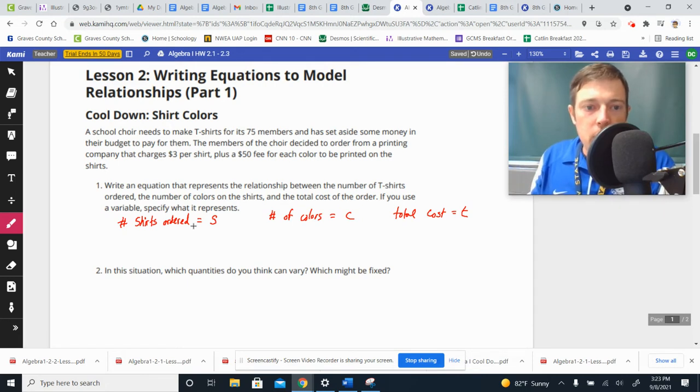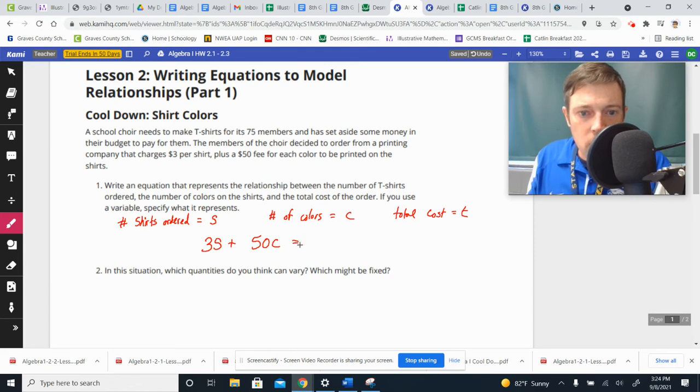Let's do this. If we order a shirt, it's going to cost us $3. And so however many shirts we ordered multiplied by $3 should give us the price of that. So that expression would be 3S to represent $3 per shirt, plus we're going to have to pay $50 per color. So 50 times C to represent the price that we would pay for all of the colors that are on the shirts. And whatever that sum is should equal the total cost for the shirts. So there's my equation that I write.